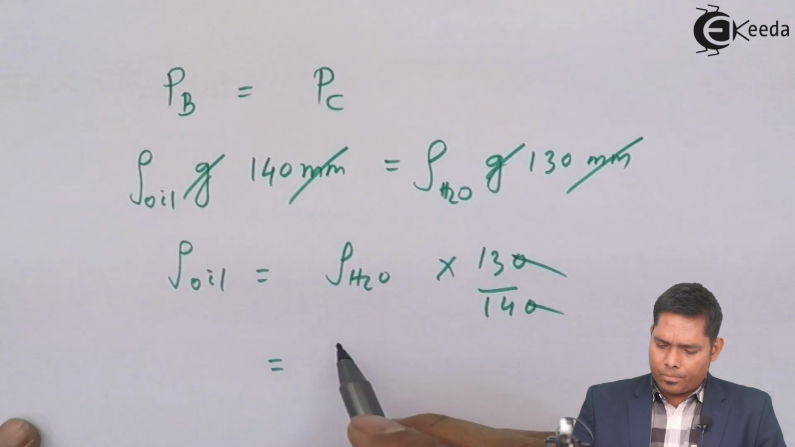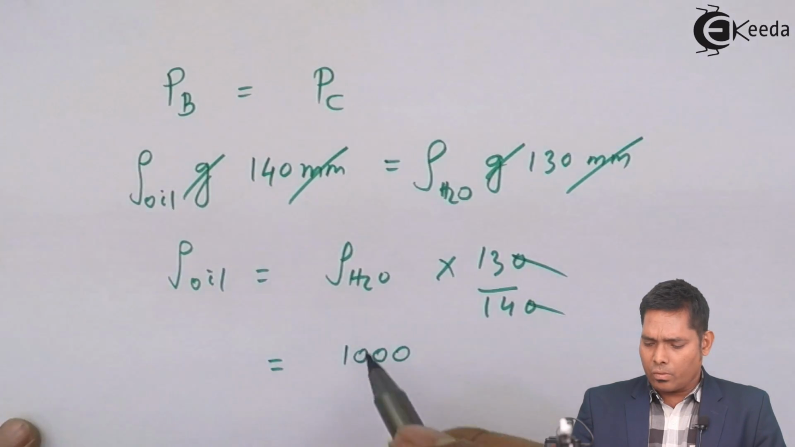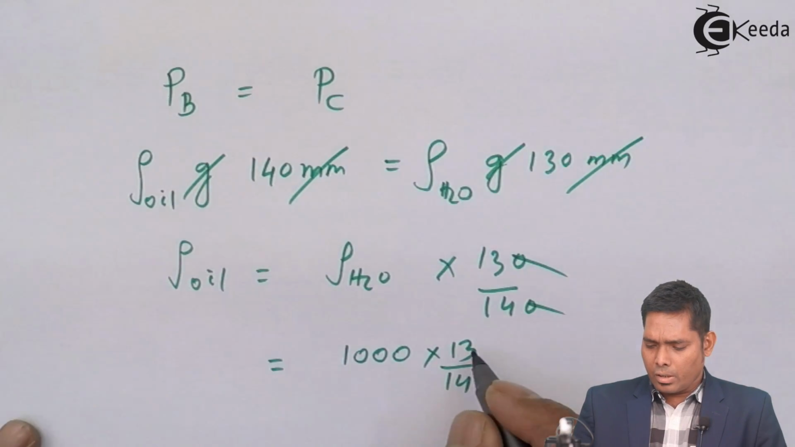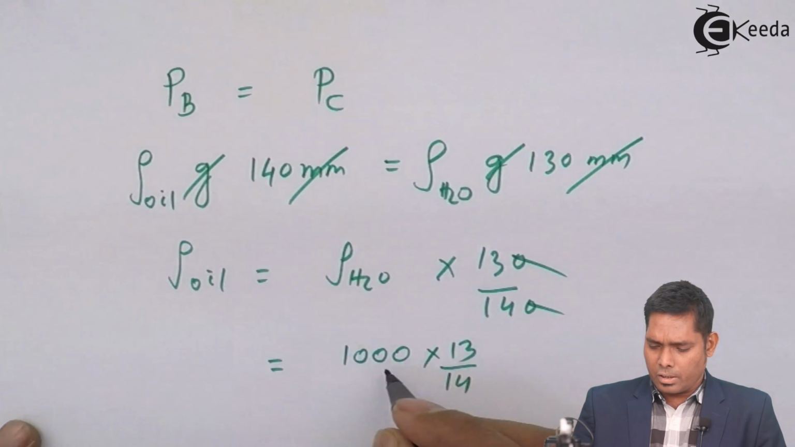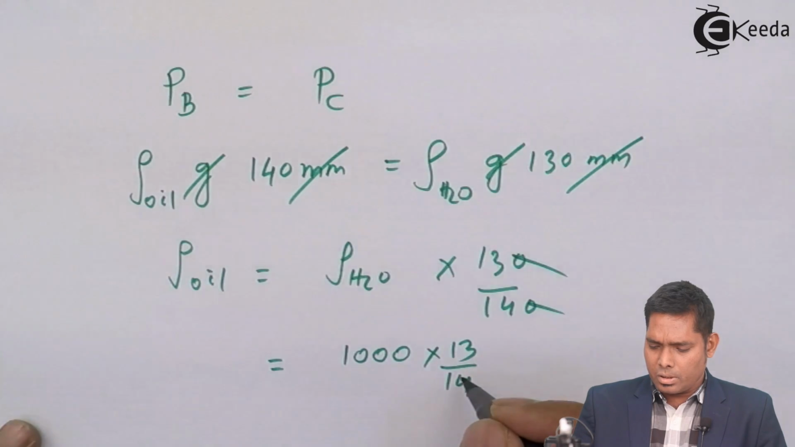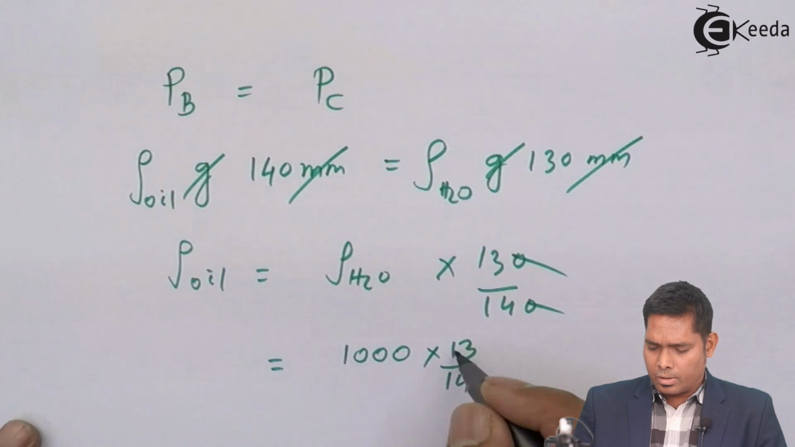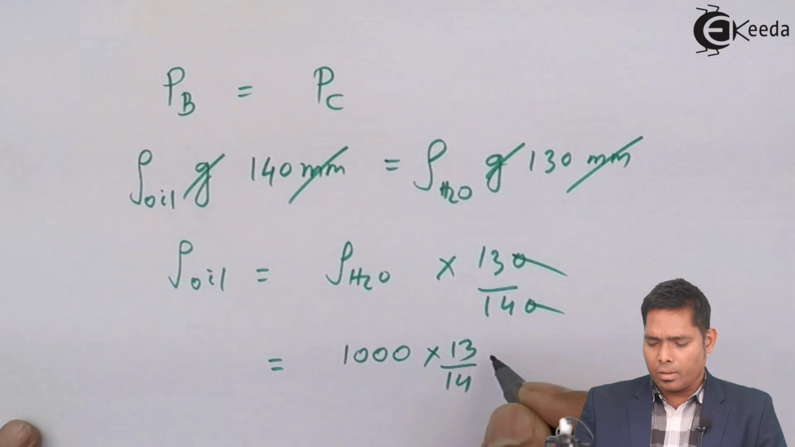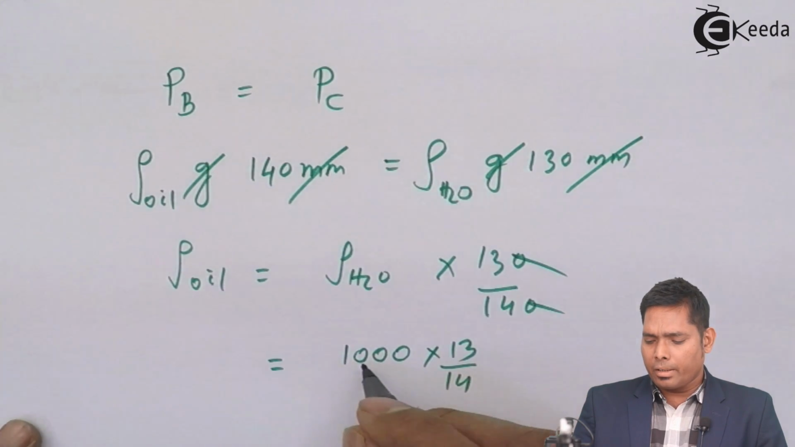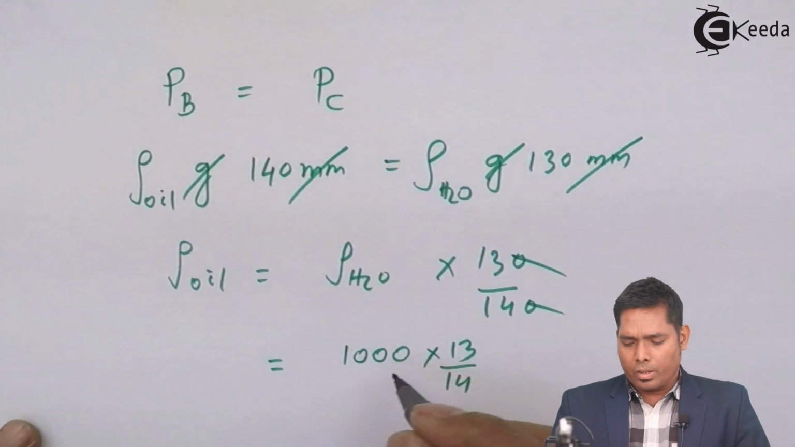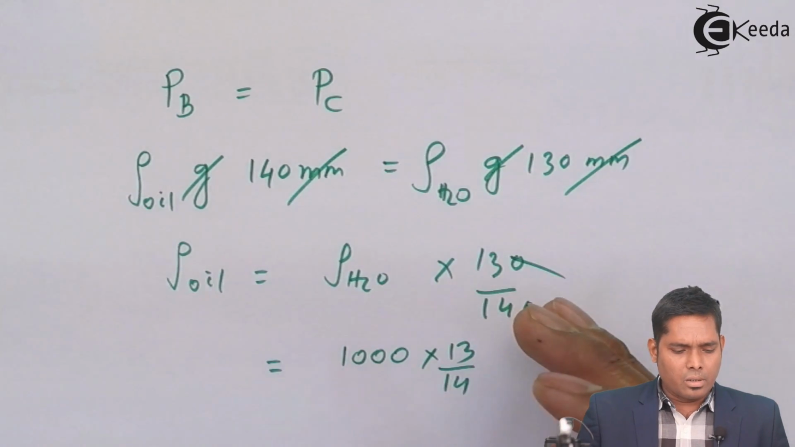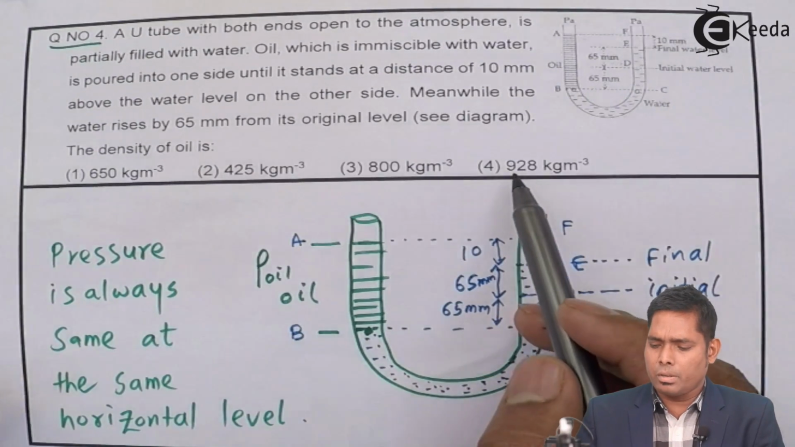This is 1000, as we know the density of water is 1000. So this into 13 divided by 14. If this is 14 and this is 13 and this is more than this, then this value will be a little less than 1. So maybe it is 0.9. If I multiply 0.9, it's 900. So the answer will be 900 something, 900 plus minus. So the best option will be 928.